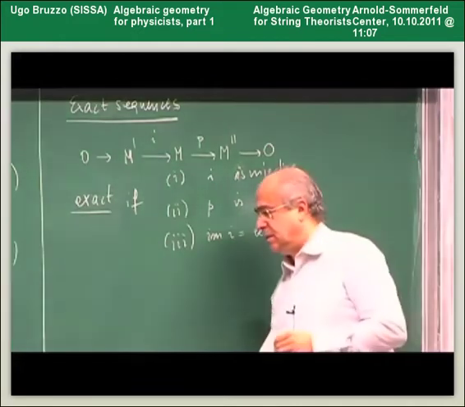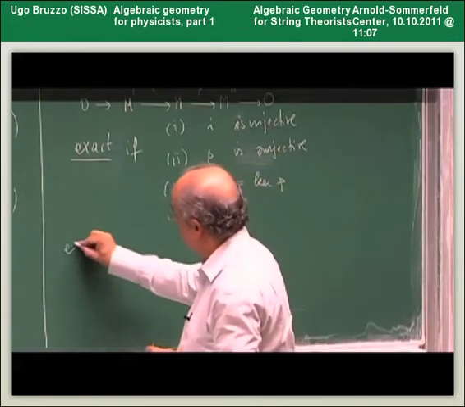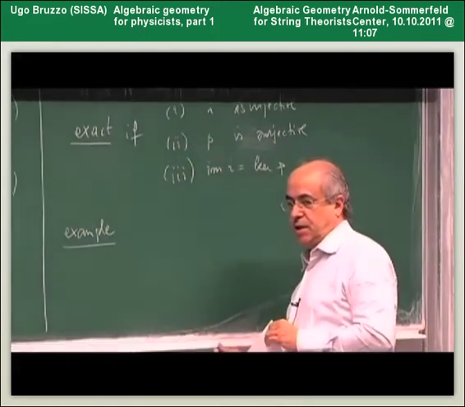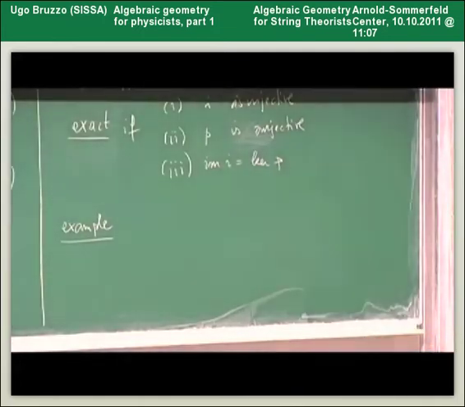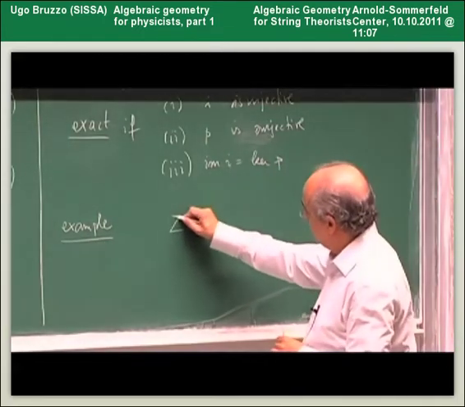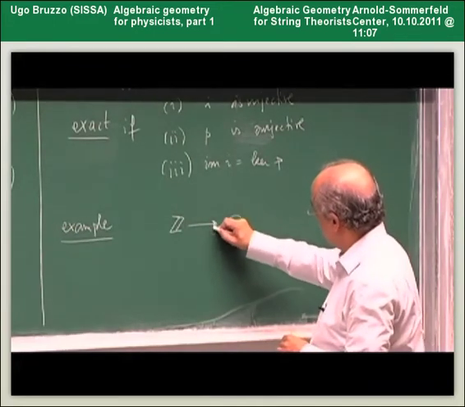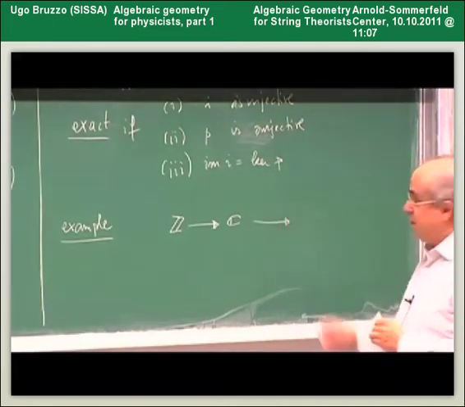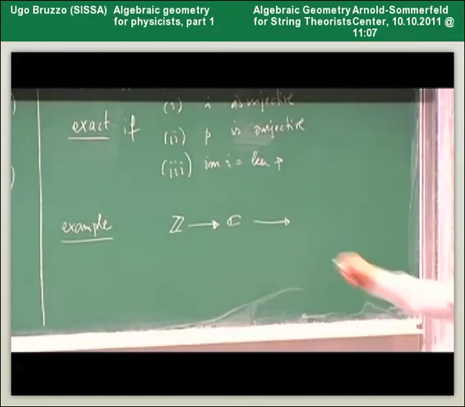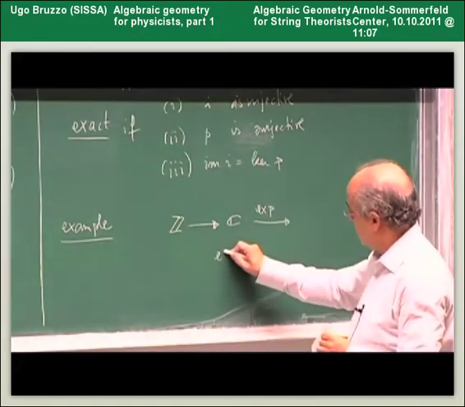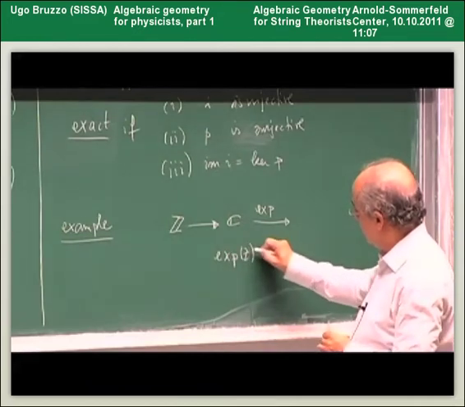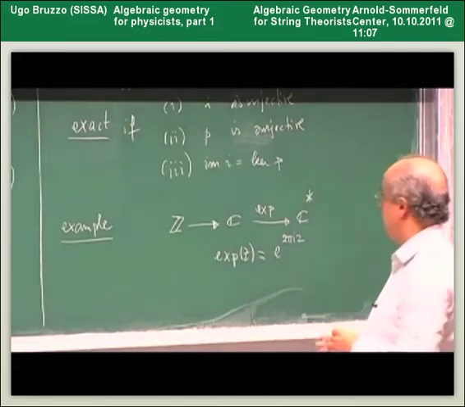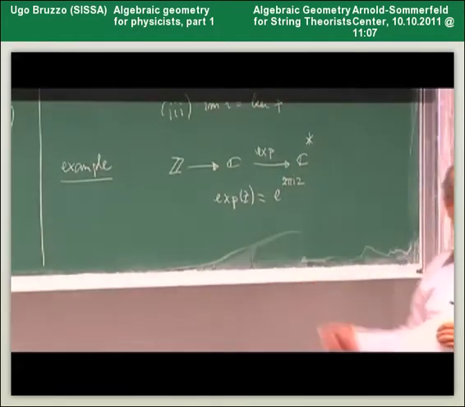An interesting example, which will generate then a very interesting and useful example when we shall talk about sheaves, is the following. You may inject the integer numbers into the complex numbers, and you can compute the exponential of a complex number. In particular, it's convenient to include here a factor of 2 pi i, and then this maps to the non-zero complex numbers.